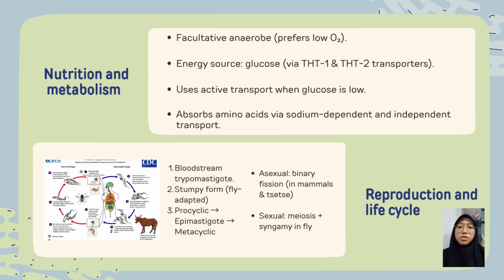Reproduction for Trypanosoma brucei is divided into two, which are asexual reproduction and sexual reproduction. Asexual reproduction via binary fission occurs in both the mammalian host and the fly. And the second one is sexual reproduction. It involves meiosis and syngamy in the stage in the fly.